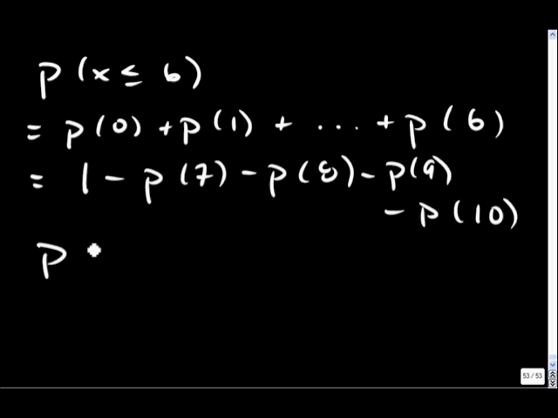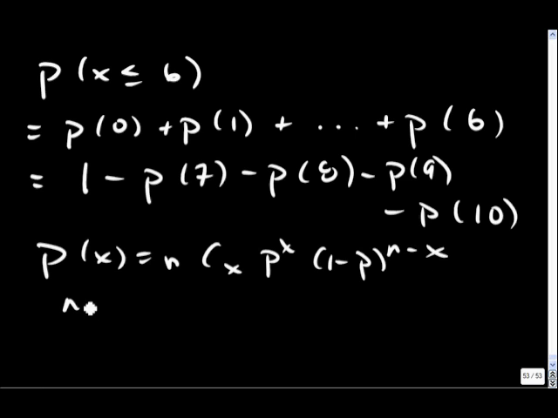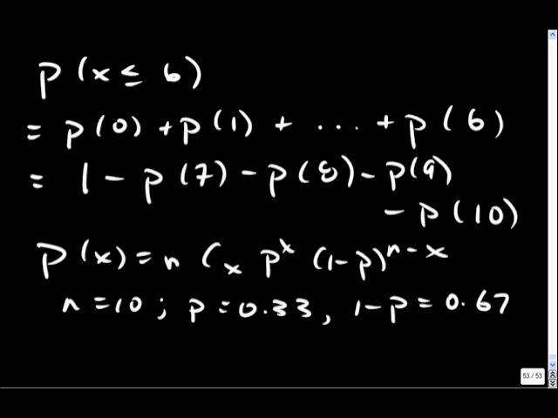I have to use the binomial for each one of these scenarios. N is 10. P is 0.33. 1 minus p is 0.67. X is 7, 8, and 9.